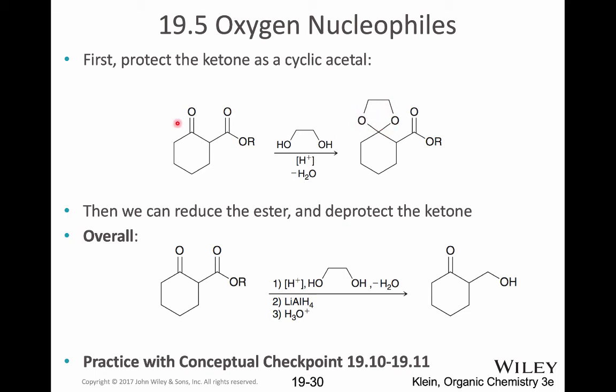Once I do that, that makes this carbon not electrophilic to hydride. So I can take this molecule here and react it with LAH, H minus, to give you the reduced product here, followed by an acid workup. That's going to protonate the alkoxide you make from here and also remove the protecting group there.